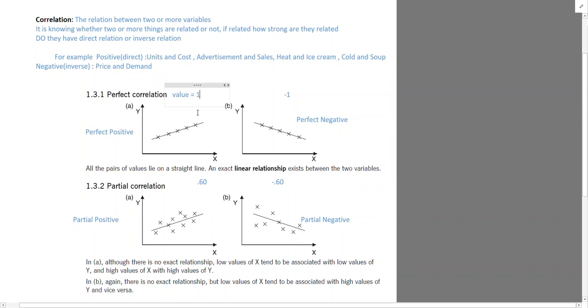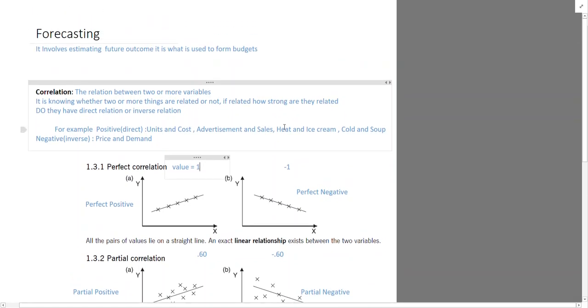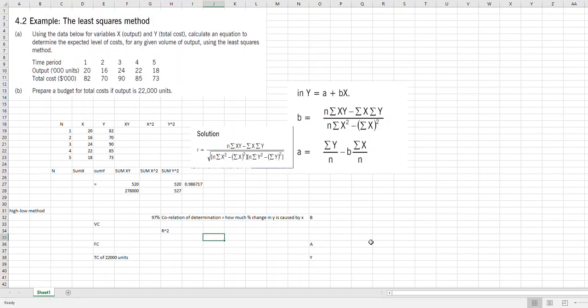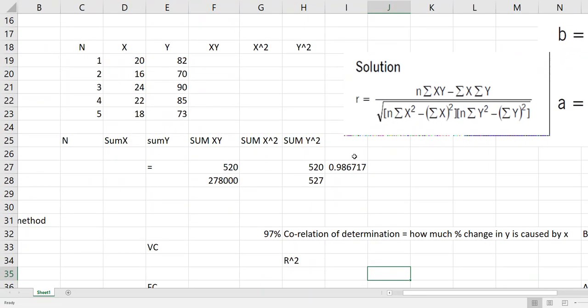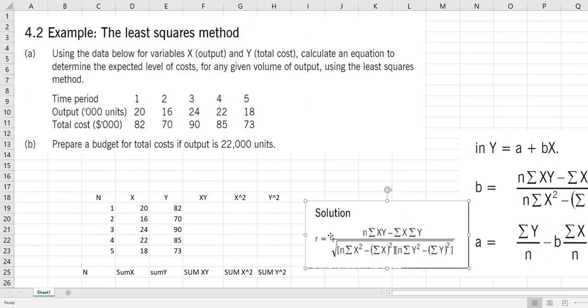So we find correlation between two variables using a formula. And this formula is going to be given to you in the exam. So I'll go to the Excel sheet. This is the formula that is used to find the relation between two variables, and it is represented by R.